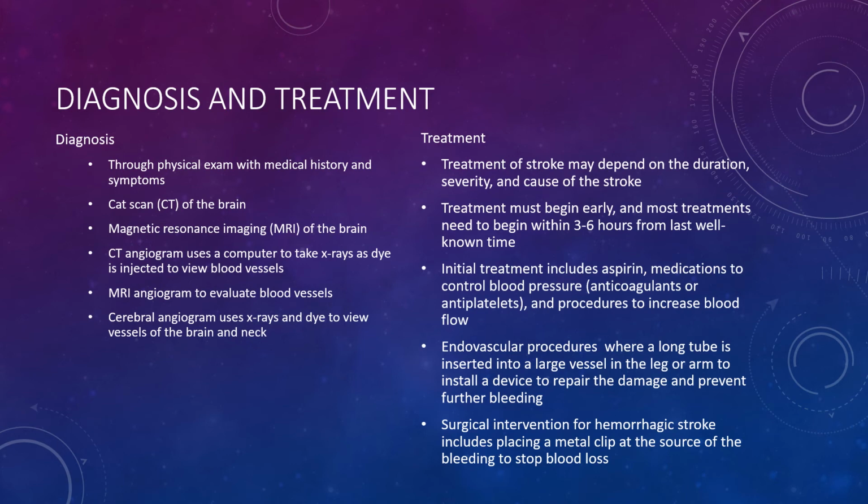Endovascular procedures, where a long tube is inserted into a large vessel in the leg or arm to install a device to repair the damage and prevent further leaking. And at times, surgical intervention for hemorrhagic stroke includes placing a metal clip at the source of the bleeding to stop blood loss.